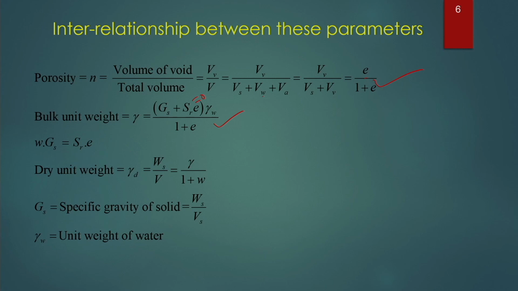Similarly, when the soil is fully saturated, then the saturated unit weight gamma sat will be equal to Gs plus Sr e, where Sr will be 1 in this case. So, Sr will be replaced by 1, into gamma w divided by 1 plus e. So, it will become Gs plus e, divided by 1 plus e, into gamma w. So, this will be your gamma saturated or saturated unit weight.